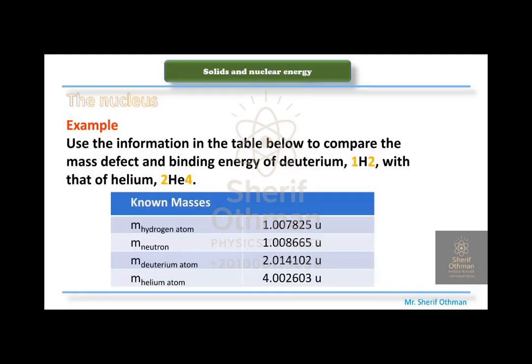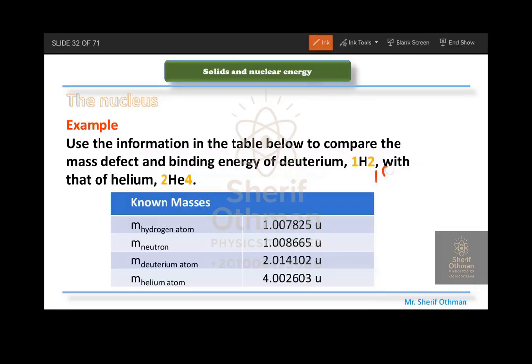Let's solve an example to understand. Use the information in the table below to compare the mass defect and binding energy of deuterium, H-1-2, with that of helium-2-4. For H-1-2, the atomic number is 1 and the mass number is 2, which means it has one proton and one neutron. Helium-2-4 means it has 2 protons and 2 neutrons.